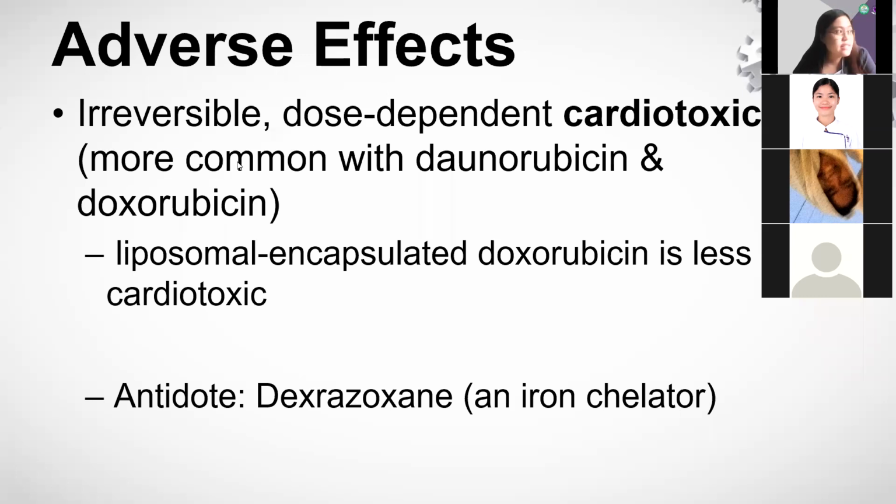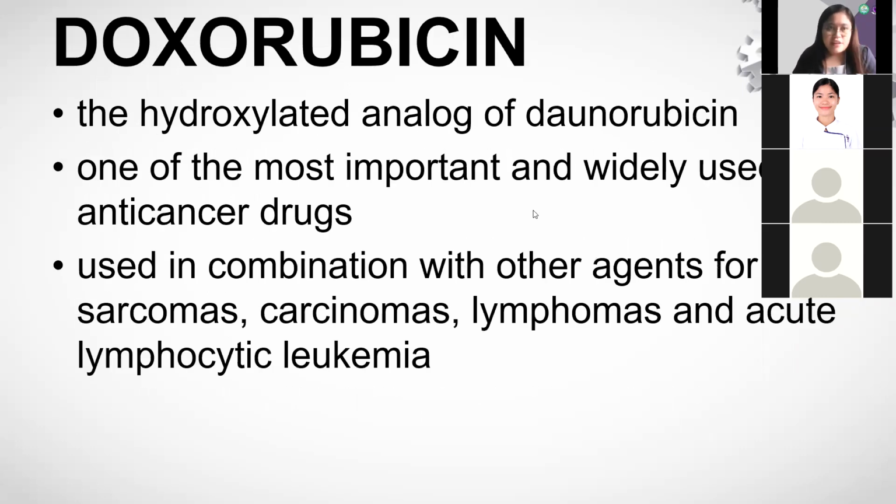We have here dexrazoxane, which is an iron chelator. It chelates with our anthracycline antibiotics so that, again, it will not cause problems with the heart. So doxorubicin actually comes from daunorubicin. It's a hydroxylated analog of that drug. And this is the one most of the time really used for cancer chemotherapy. So this is very widely used.